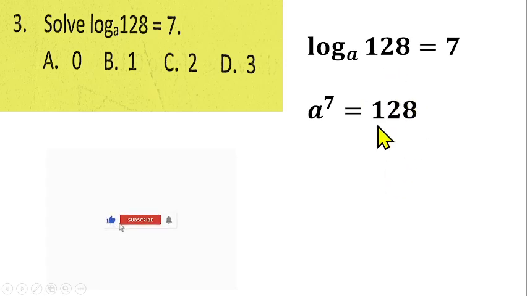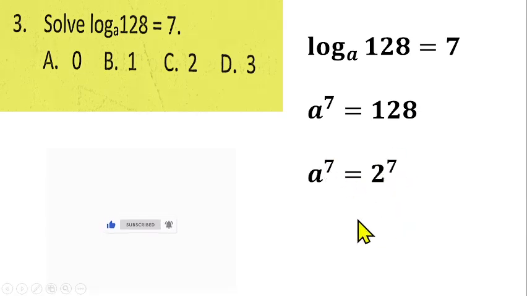So what will be the base of the logarithm? You can change 128 to a number with an index. That should give us a raised to power 7 equals 2 raised to power 7. So the powers are the same, so a will be equal to 2, in the sense that log 128 base 2 means that you can raise 2, 7 times to get 128. So option C is the correct option for question number 3.